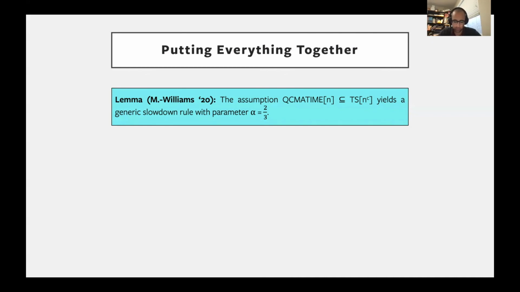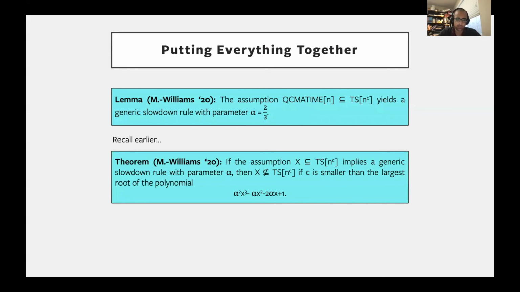And it turns out that when one works this out, you can show that it yields a generic slowdown rule with parameter alpha equals 2/3. We earlier showed that if the assumption x in TSN to the C implies a generic slowdown rule with some parameter alpha, then x is not in TSN to the C if C is smaller than the largest root of some polynomial dependent on alpha.